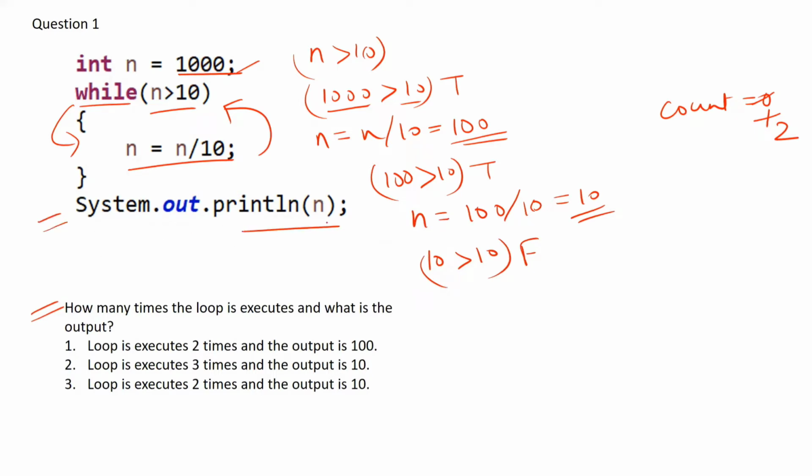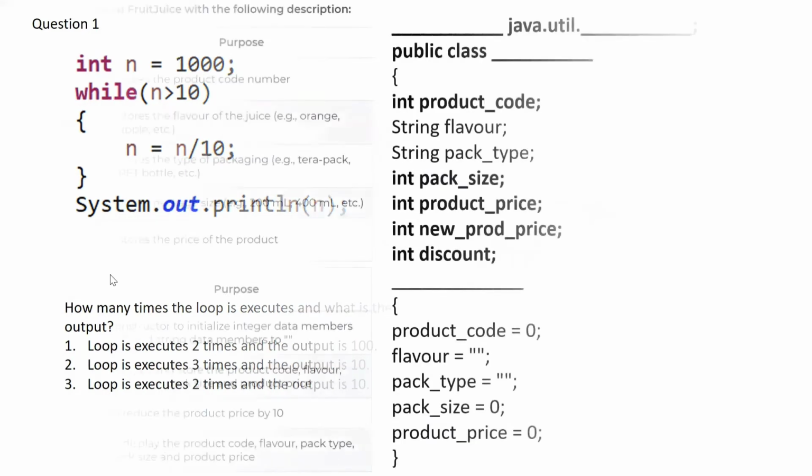will execute. So here we can see that they are asking to print the value of n. So the recent value of n is 10. And how many times is the loop executed? 2 times. So if we check the options available to us, loop is executed 2 times and output is 10. So the option is 3. Option 1 is wrong and option 2 is also wrong. Moving forward with the next question.